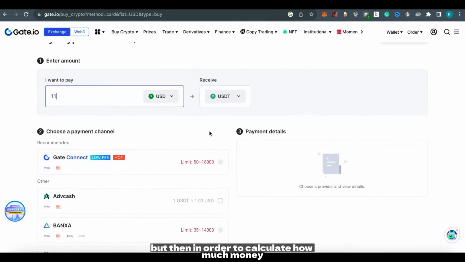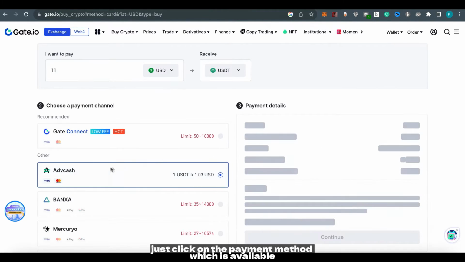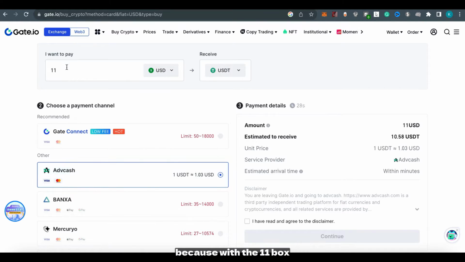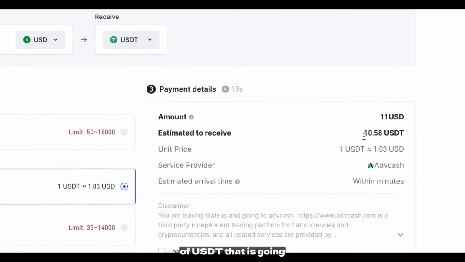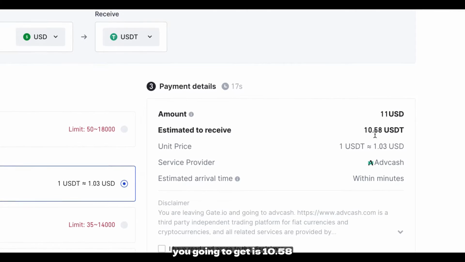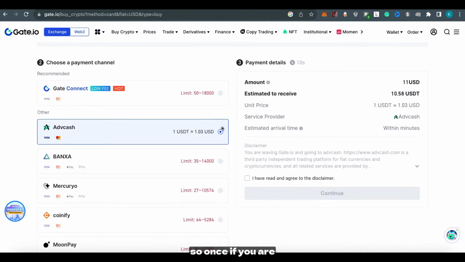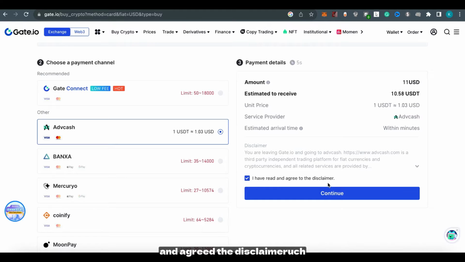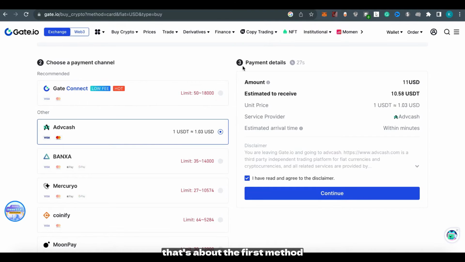But then in order to calculate how much money you need to pay for USDT with the amount that you have entered, just click on the payment method which is available. Let's say it's Cash, because with 11 bucks, it's the only possibility. So the amount of USDT that you're going to get is 10.58, and you need to pay 11 USD. If you are satisfied with this method, just click I have read and agreed the disclaimer, and then click continue, and it will send you to the gateway. That's about the first method.